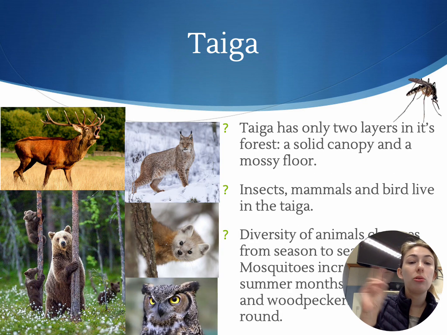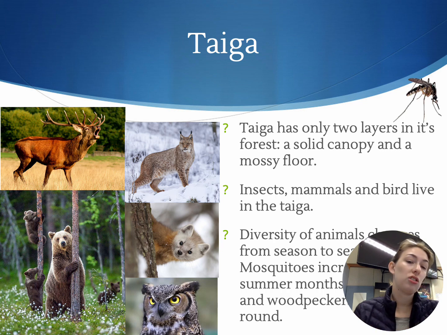Taiga only has two layers: a solid canopy and then a mossy floor. You'll have insects, mammals, birds, and lizards living in these areas. It's going to be very diverse. However, you're also going to have some species that change where they live. You're going to have those seasonal organisms that live there, right?